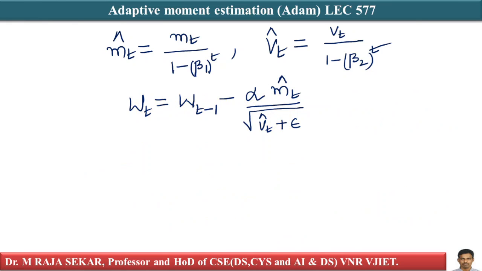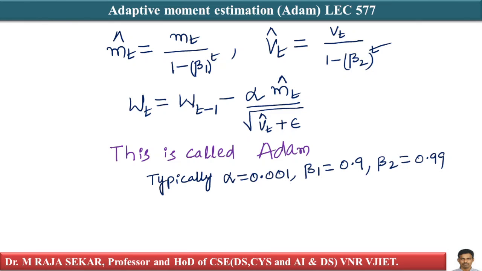So what is this? This is called Adam. All these equations are known as Adam: m cap t equals mt by 1 minus beta 1 power t, v cap t equals vt by 1 minus beta 2 power t, wt equals wt minus 1 minus alpha into m cap of t by under root of v cap t plus epsilon. So typically your alpha equals 0.001, beta 1 equals 0.9, beta 2 equals 0.98.